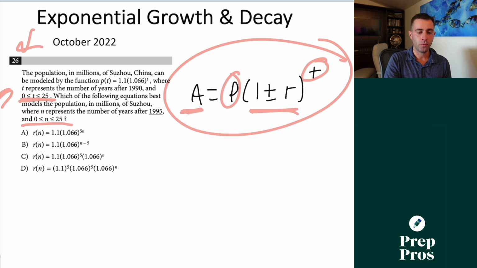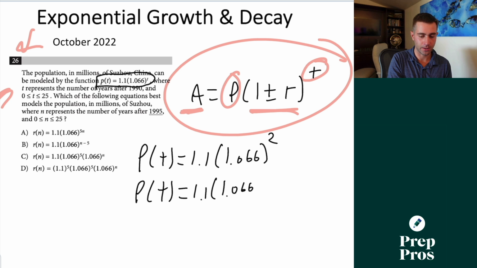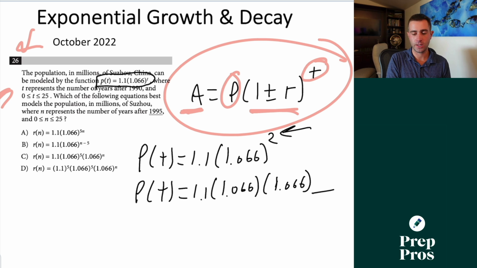Now, what we're looking at for our exponential growth and decay is if we unpack this formula, like let's say we just did this to the second. So if we did p of t equals 1.1 times 1.066 to the second, this is no different than p of t equals 1.1 times 1.066 times 1.066. This is all that's happening for exponential growth and decay: whatever power this is raised to, we're just adding another 1.066.